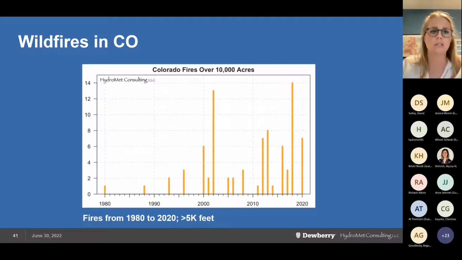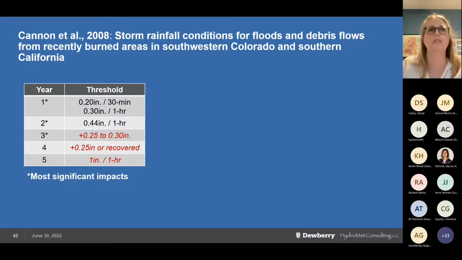This first image here is Colorado fires over 10,000 acres, from 1980 to 2020. And we're looking at fires that occurred at greater than 5,000 feet of elevation. So you can see this strong upward trend in the amount of large fires over our higher terrains. This is a trend that we expect to continue, which is another reason and motivation behind the fire burn forecast. Next slide. So as I alluded to, you need these lower intensity duration events to cause debris flows, mud flows, excessive runoff over burn areas.